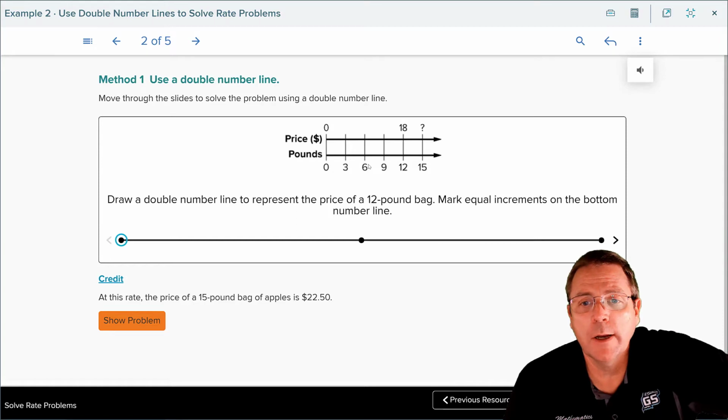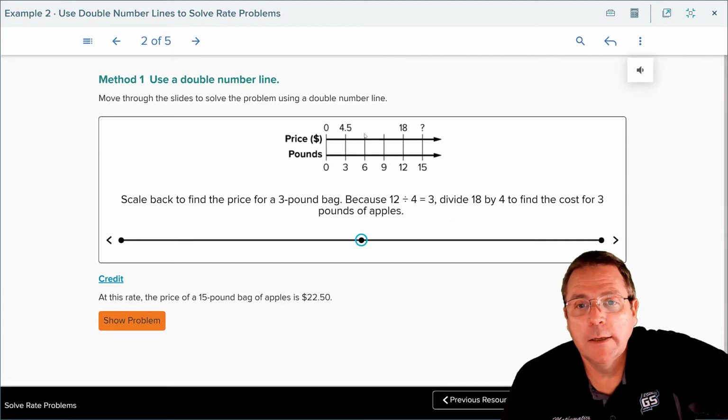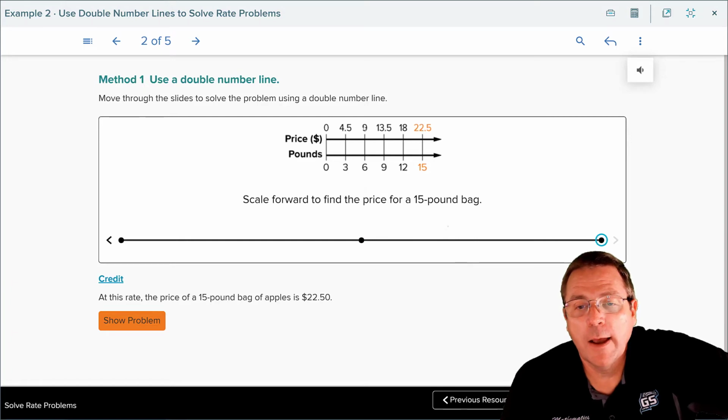4 was a good thing to break it down into because it allowed us to divide it into parts of 3 for the pounds, and we would only need to add 3 pounds to the 12 to get it to equal the 15. From there, they divided the top part, 18 by 4, and that gave them 4.5. And then they did the same thing, adding that 4.5 each step along the way, and they found out that they'd have $9 for 6 pounds, $13.50 for 9 pounds, and our target goal, $22.50 for the 15-pound bag of apples.